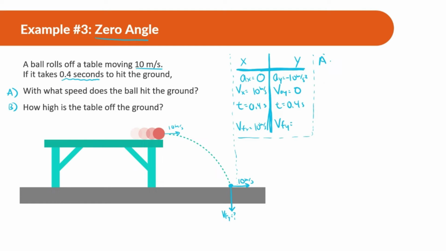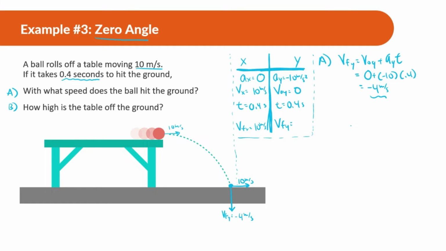Okay, part A. And we have this from the manipulated formula. Velocity final in the y is equal to v initial y plus acceleration in y times t. V initial in the y is 0 plus acceleration in the y is negative 10 times time is 0.4. And it's going to be equal to negative 4 meters per second. Okay, so when it hits the ground in the y direction, it's going to have a velocity of negative 4 meters per second.